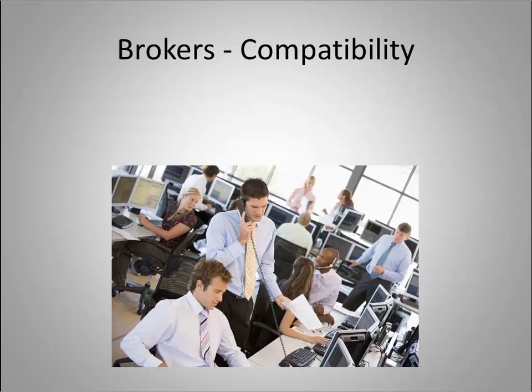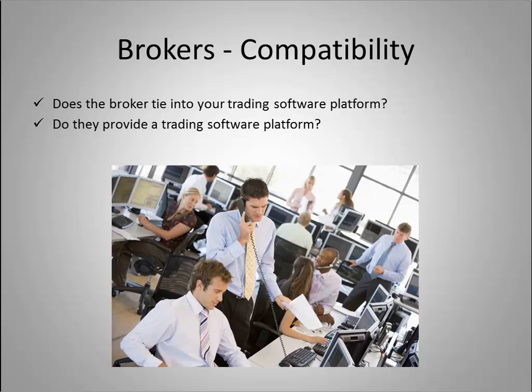Another important thing to consider with a broker is compatibility. It's really important that the broker you choose is able to tie into your specific trading software platform. Your trading software platform is the front end software that you're going to use that allows you to see charts and most likely place trades right on those charts. Some brokers provide a software platform as part of their offer. If this is the case, you'll want to determine if you like the platform they offer. And if not, you'll want to make sure they can tie in with a platform that you do like.